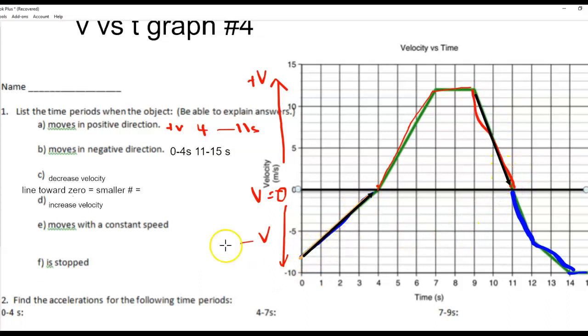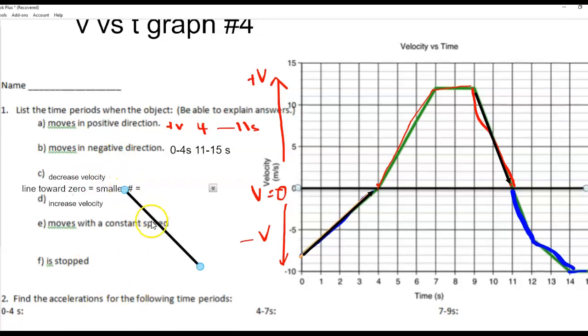So the time periods that I would say are correct for this one, it looks like it is from 0 to 4 seconds of time. It is slowing down or decreasing velocity, numbers getting smaller, line towards zero. And then also from, it looks like, 9 to 11 seconds.